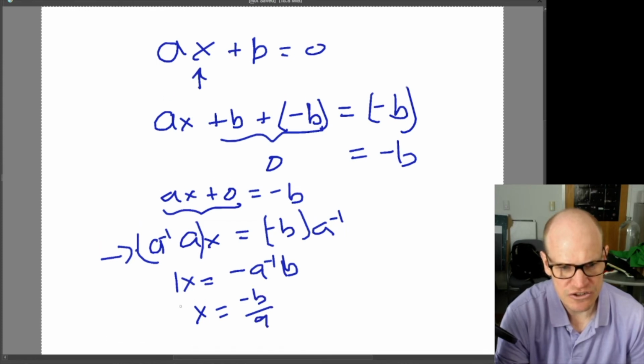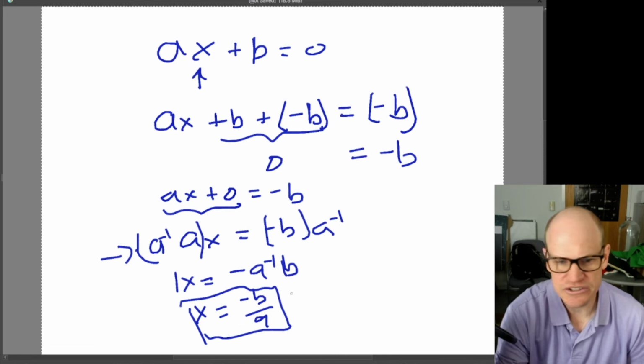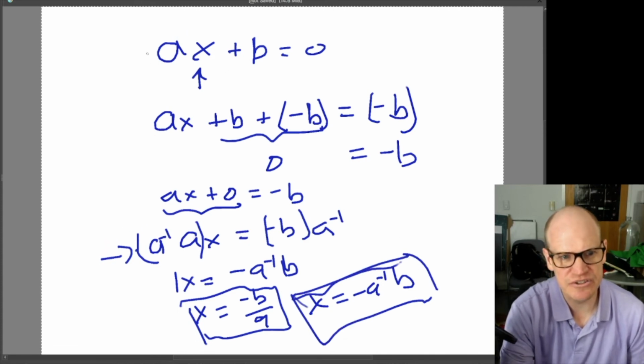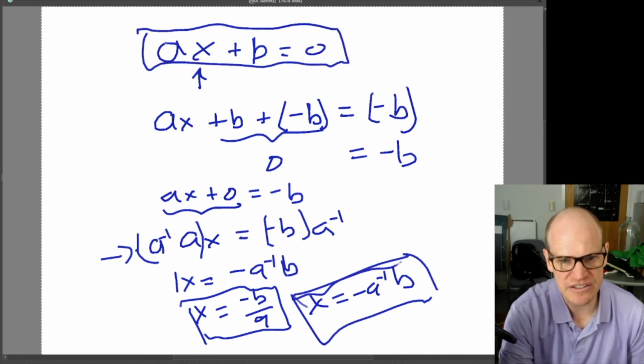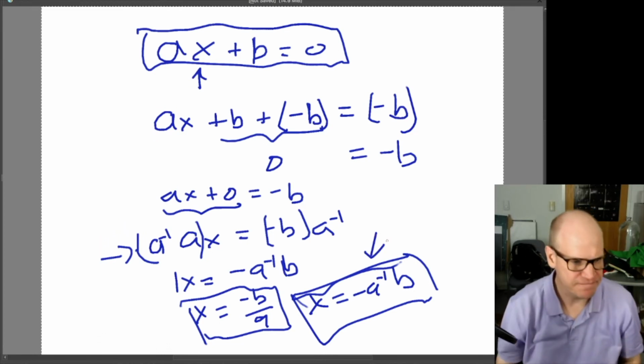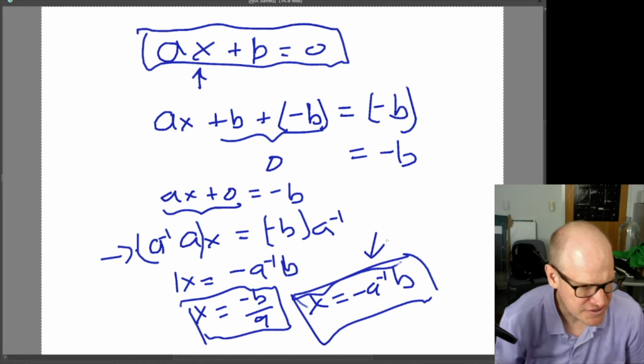So this is also invoking the notation. Or in other words, it's going to be x equals minus a inverse b. That is the general solution. So anytime you see an equation that looks like this, that's the solution. You just write it down. It works for everything.